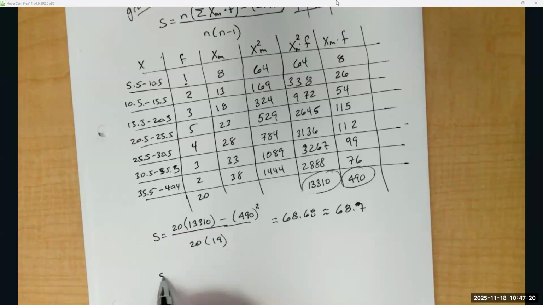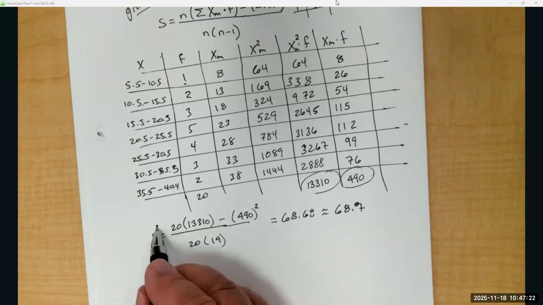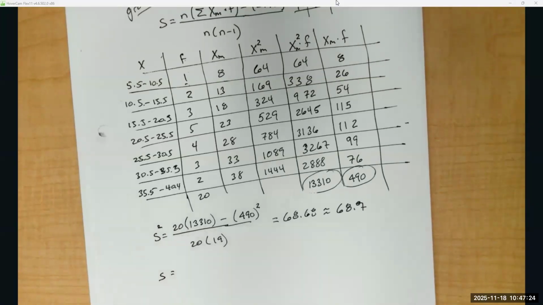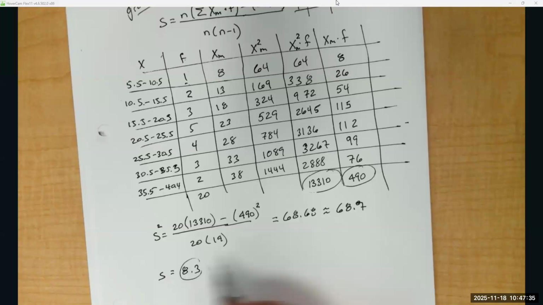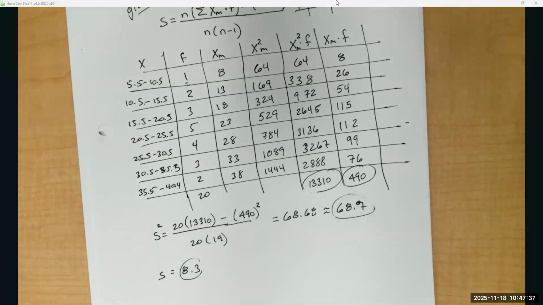So what's our standard deviation? Very good. So now we've looked at small data sets, large data sets with frequencies, group data, and ungrouped data.